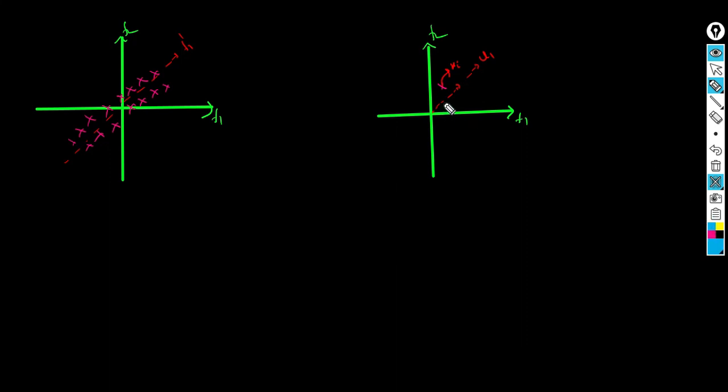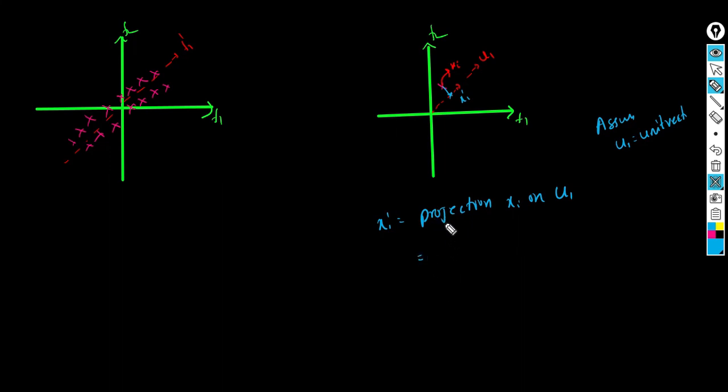Now we will project this xi on u1. By projecting we will get the xi dash. Xi dash is equal to the projection of xi on u1. We assume u1 is the unit vector, and our goal is to find the direction of this unit vector. That is the thing.